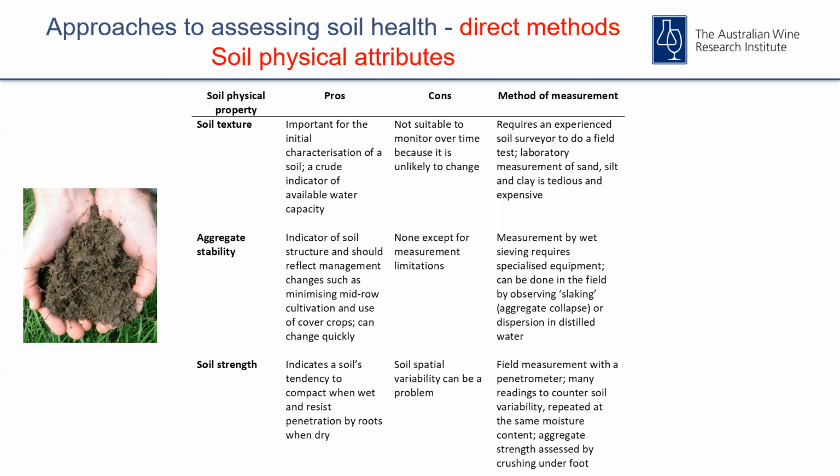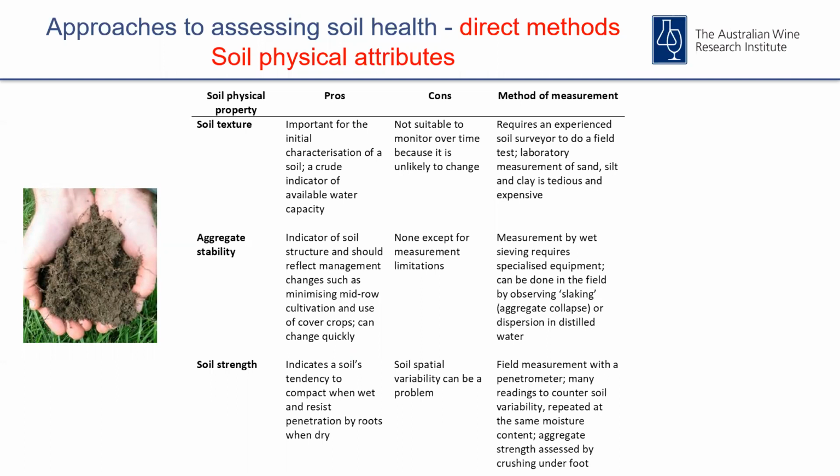Aggregate stability is a good indicator of soil structure and should reflect management changes, such as minimising mid-row cultivation and using cover crops, and it can change quickly. In terms of cons, there are none except for some of the measurement limitations, and some of those require wet sieving and specialised equipment.